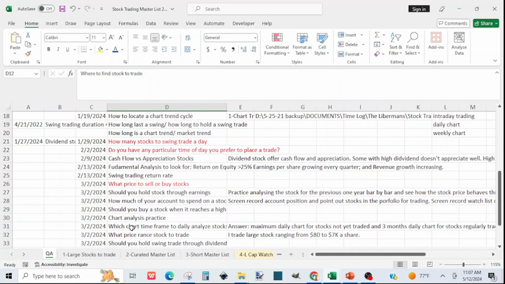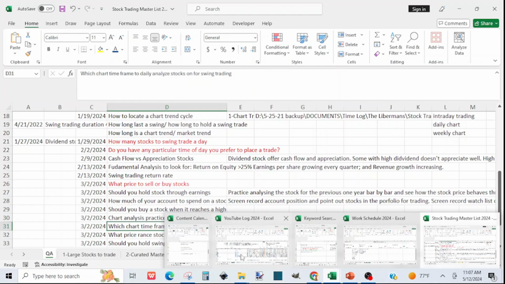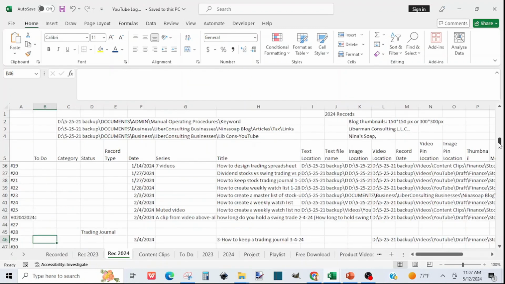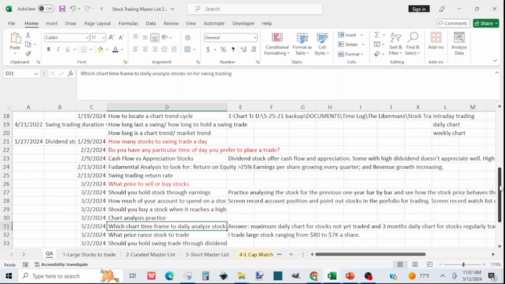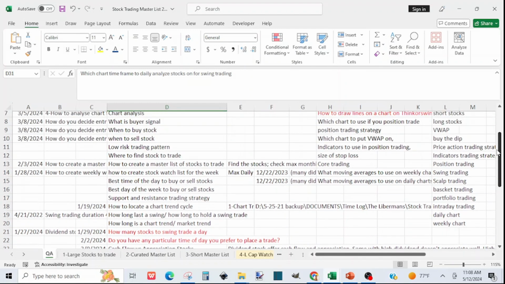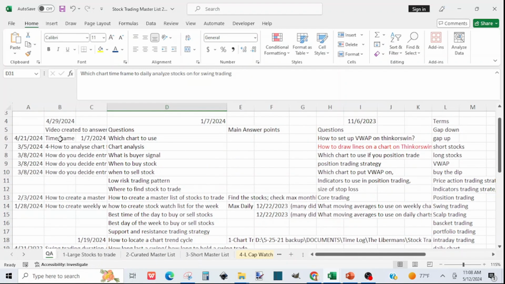Okay, which chart time frame do daily analysis stock on a swing trading? That's a weird way of formalizing the question, but okay, so let's see if I know. Must have, that will be time frame. And I already have time frame on the list already. That was the first video. So this one will be the same as the very top one, time frame.